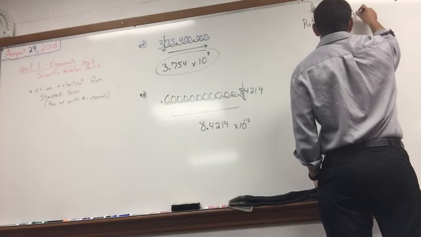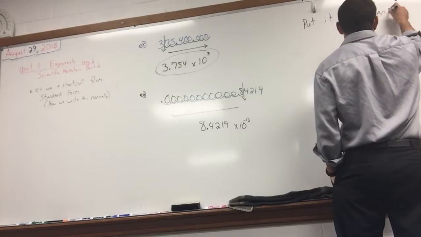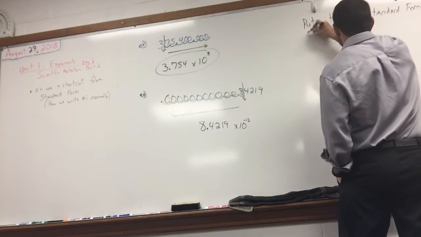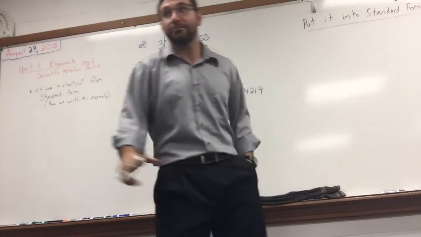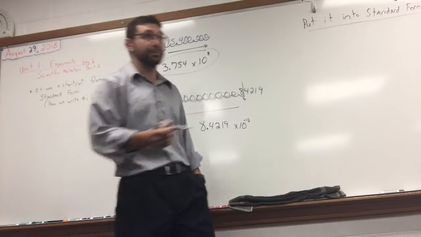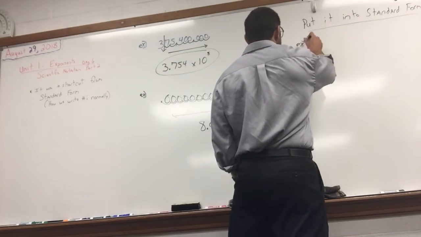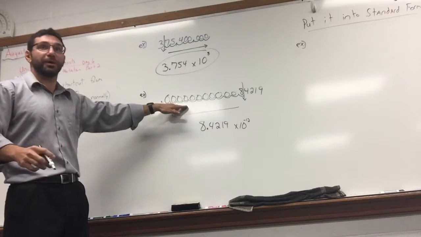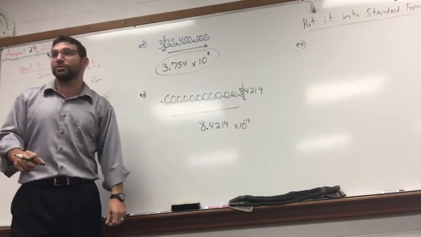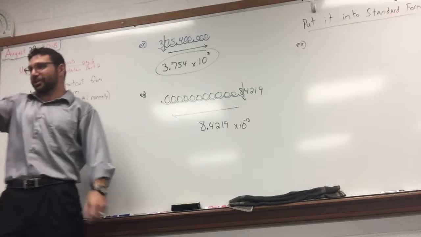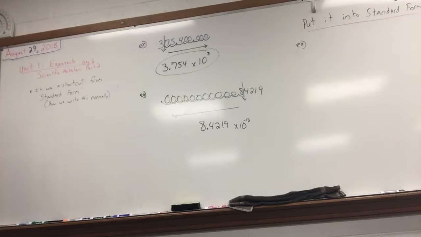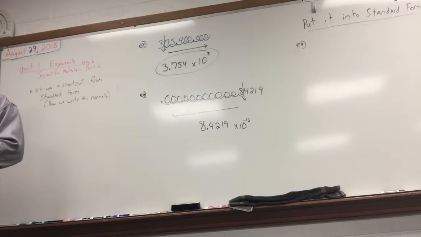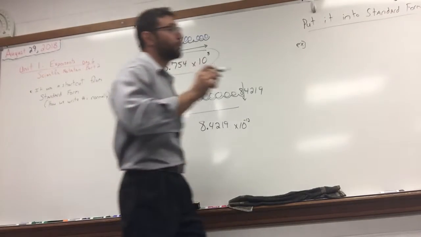Put it into standard form. So again, not a lot of notes, just examples. Standard form is how we usually write numbers. This is how I would usually write a number. Most of you don't come into school saying, oh, I know scientific notation, let me write numbers like that. You know how to write 1,000, not 1 times 10 to the third. Okay? So we're putting it into standard form.